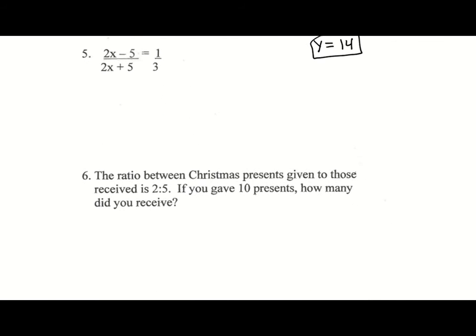Okay, let's do number 5. Number 5 looks a little more complicated, but we are using the same process. We still have two ratios that are equal to each other, so I'm going to cross multiply. The trick here is to make sure I'm cross multiplying the whole bottom by this number and the whole top by this number. So when I write this out, I'm going to have 3 times (2x minus 5) equals 1 times (2x plus 5).